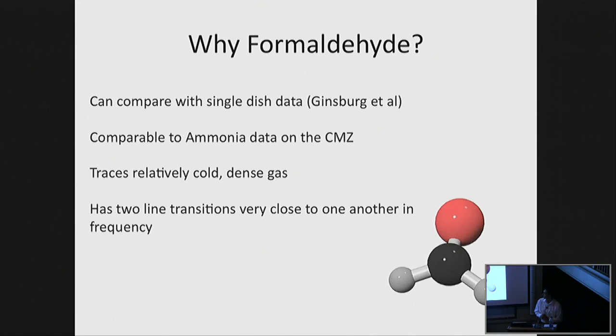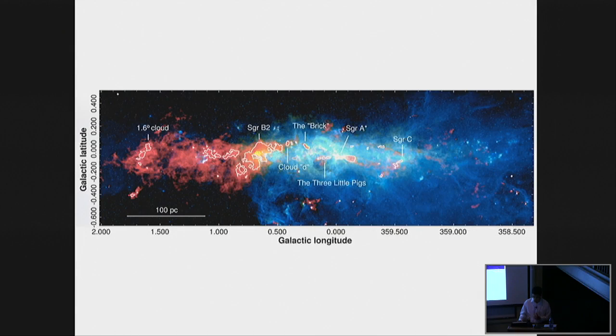And this is more of a convenience for observational purposes. It turns out that the two line transitions I'm going to look at today are quite close to each other in the frequency axis, so you won't have to rearrange the different arrays in order to get the same observation.